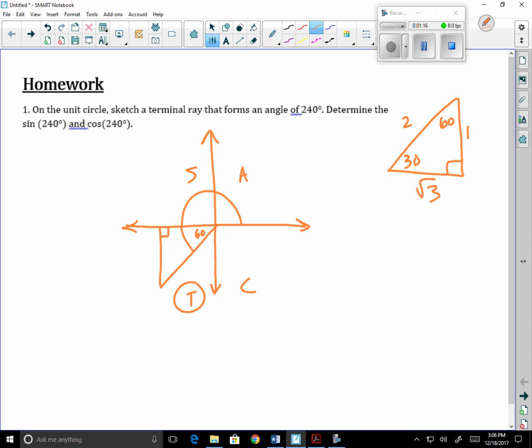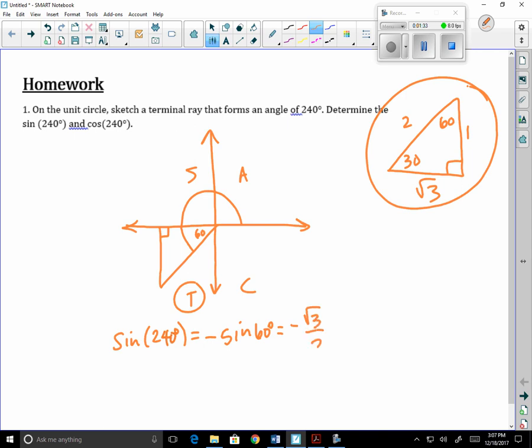So we're talking about the sine of 240. We're actually saying it's the negative sine of 60. And we know from our table, my triangle here, that the sine of 60 is square root of 3 over 2. And then if we do the same thing for cosine, the cosine of positive 240 is equal to negative cosine of 60, which is negative 1/2.